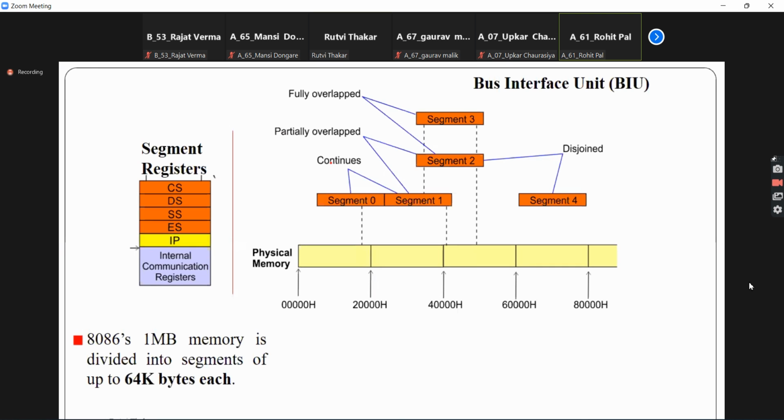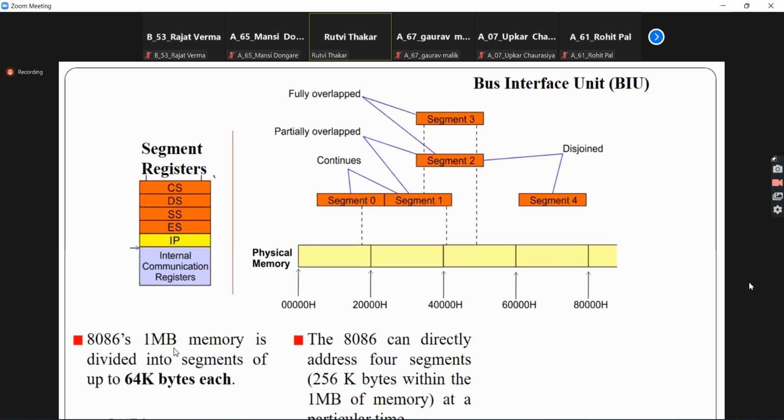Ma'am, 16 segments. Okay, so how did you do it? 1 MB divided by 64 KB, which will give you 16 segments, right? It is told that 8086 1 MB memory is divided into various segments of up to 64 kilobytes each. So the maximum capacity of one segment is only 64 KB.